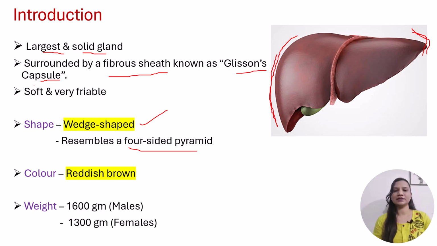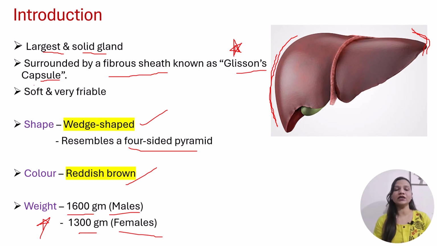It resembles a four-sided pyramid. Its color is reddish brown and its weight is 1600 gram in males and 1300 gram in females. So this is also a very important point that you have to keep in mind. We have seen the liver is the largest and solid gland of the body, surrounded by Glisson's capsule, the fibrous sheath outer covering of the liver.